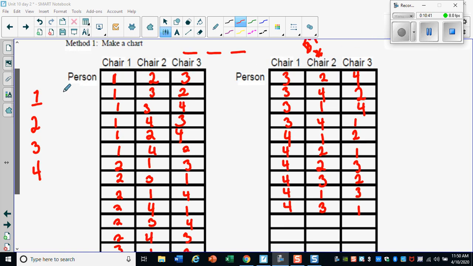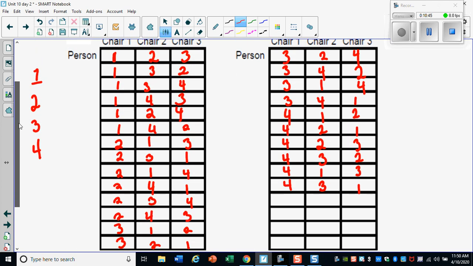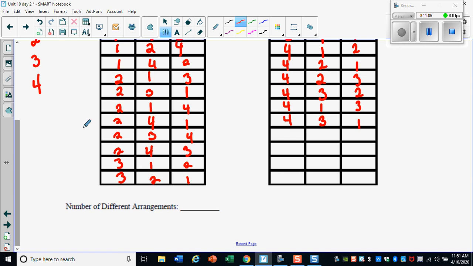All right, so I know this might have taken you a hot second or two to finish. Hopefully you figured out that there were 6 different combinations for each of person 1, person 2, person 3, and person 4. So basically we were saying in chair 1, I had person 1 first, and then person 2 first, and person 3 first, and person 4 first. And then what are all the possibilities with the other persons in chair 2 and 3? So there's a total of 24 different arrangements, okay?